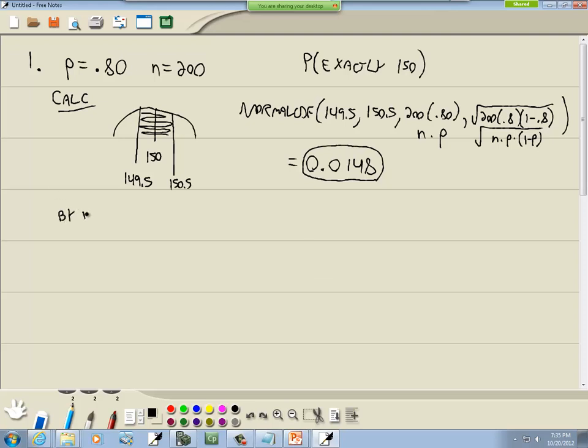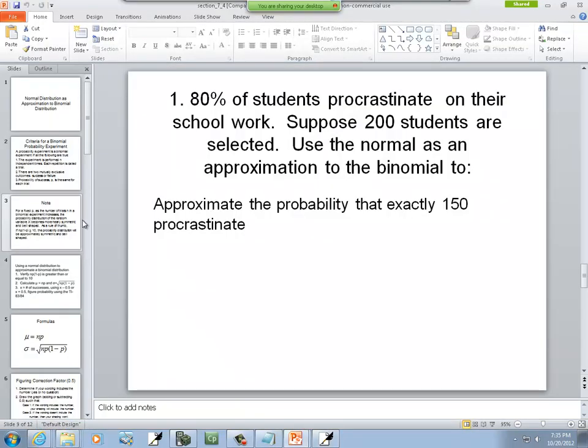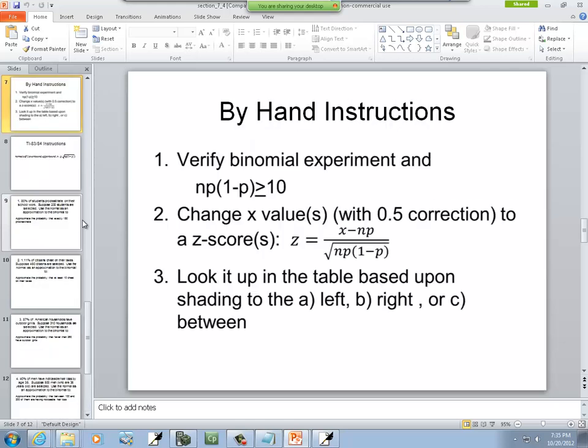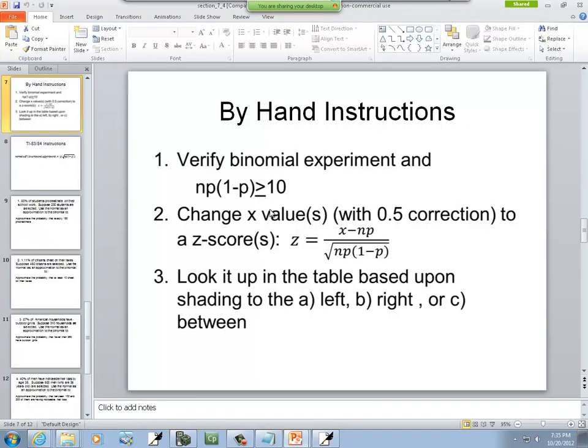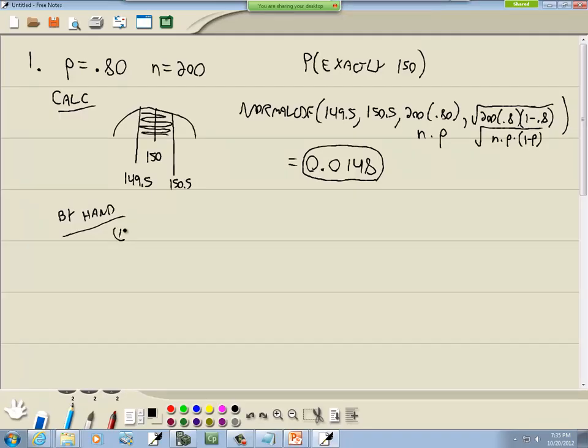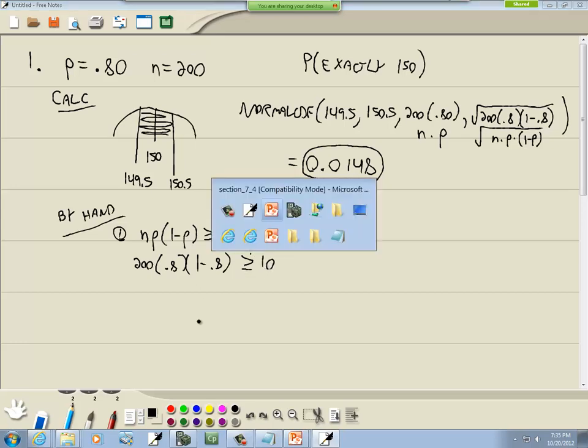Okay, let's look at it by hand. Let's go back to our steps. First, verify we can do it. Now, hopefully these work out. I just made up numbers. But our first step, we take n times p. You should actually do that on the calculator part too, but kind of got sloppy there, I guess. Okay, so we'll take 200 times p, which is 0.8, times 1 minus p, and we're wondering if it's greater than 10. So let's go put that in.